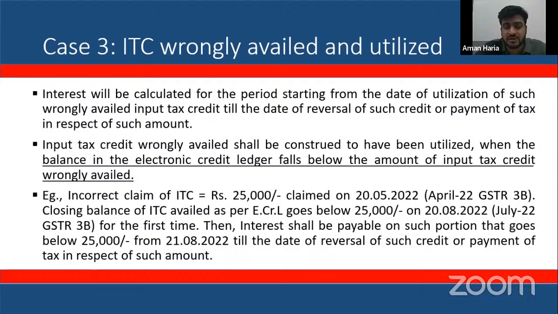Let me explain this with the help of an example. Say your incorrect claim of ITC is 25,000 rupees, which you incorrectly claimed in GSTR 3B of April on 20th of May.